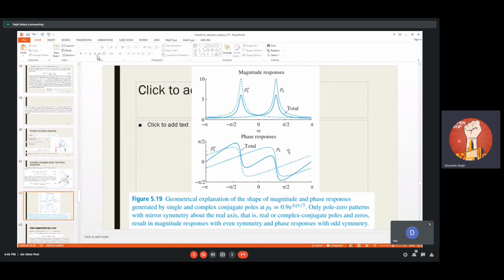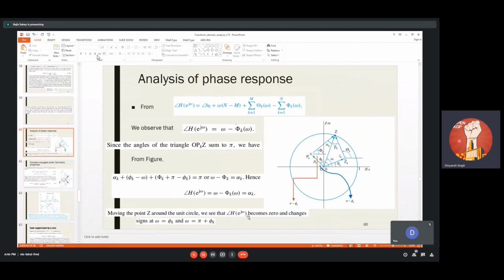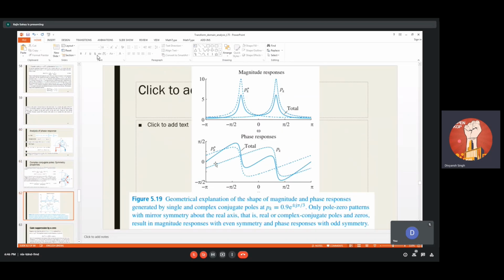Now let us look at the phase response. The phase response will go to 0 at omega equal to phi k. This is what we had studied here. Angle of H(e^(j omega)) becomes 0 and changes sign at omega equal to phi k and again at pi plus phi k. So you see here, this particular angle corresponds to pk and it is going to 0 at plus pi by 3, at omega equal to phi k. This is rk into e to the power plus minus j phi k, where small phi k is equal to pi by 3.